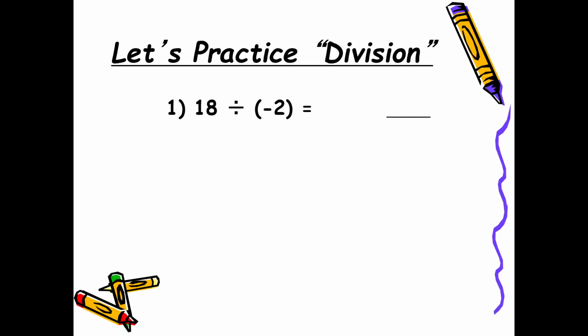Meljun. 18 divided by negative 2. Negative 9, sir. Why is it negative 9, Meljun? Go, explain. Different sign, sir. Different sign. Yeah, 18 divided by 2 is 9. You're right. Negative 9.